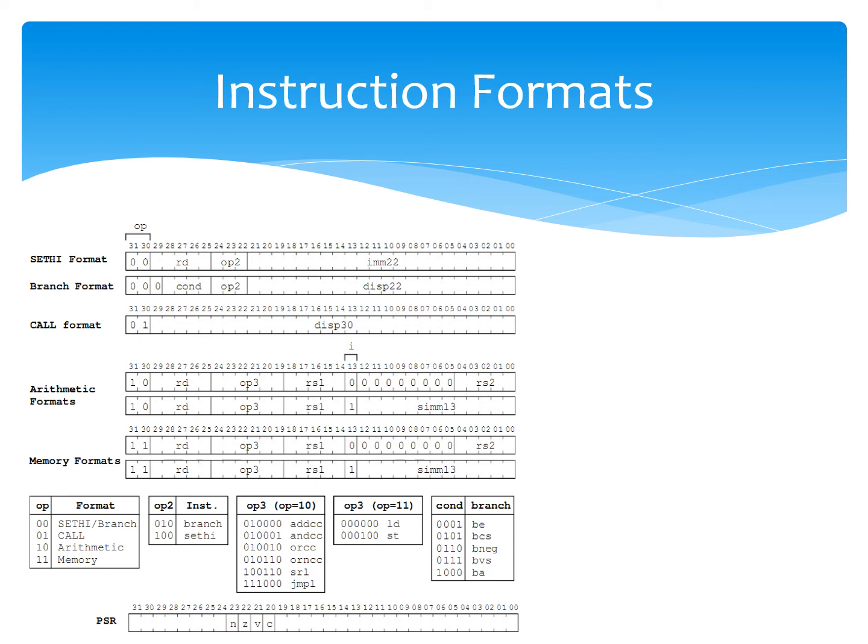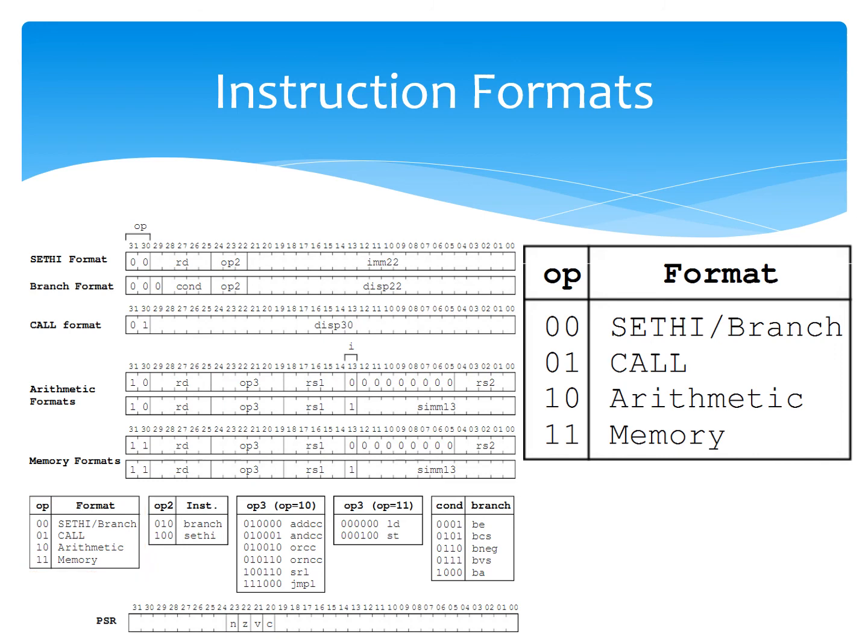The ARC architecture has just a few instruction formats. In the instruction word, the two most significant bits, that is, the OP field, are used to define the four primary operations, including SETHI and branch, call, arithmetic, and memory. Additional bit fields OP2, OP3, and cond in the rest of the instruction word completely define the instruction.